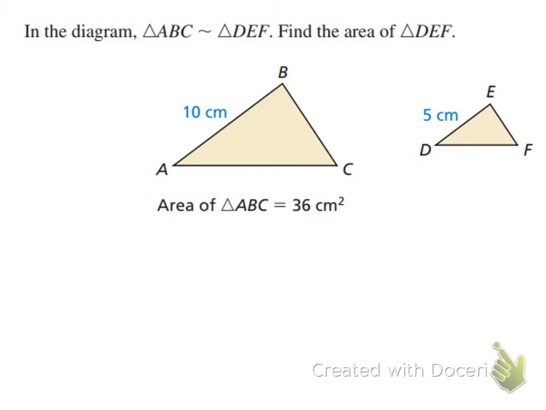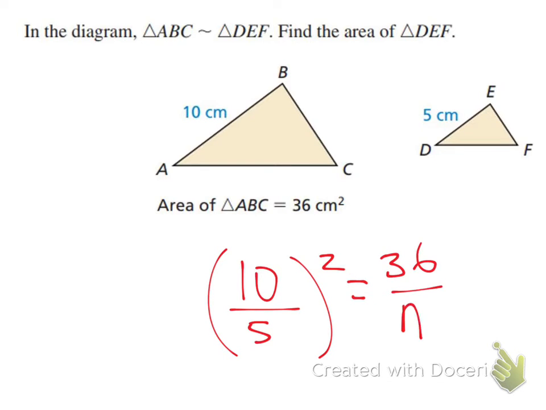You need to write centimeters, or was it centimeters squared? And then you write centimeters squared. All right, so you should have plugged in 10 over 5 squared equals 36 over the area. And then what did we get for the area of the smaller triangle? 9 centimeters squared. Perfect.